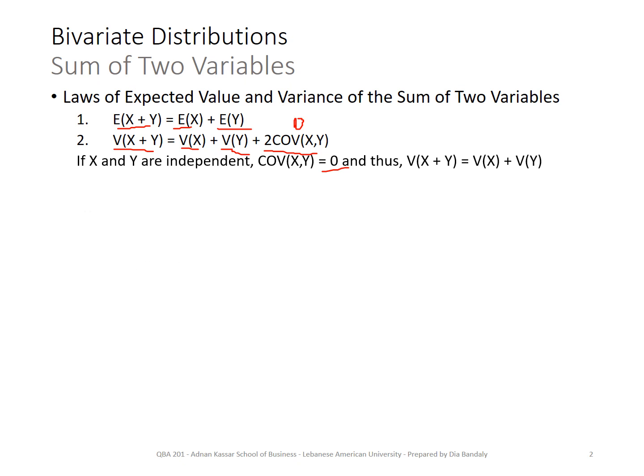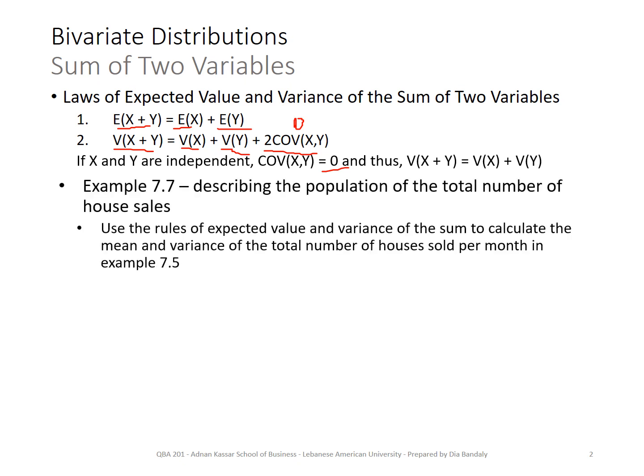Okay, so let's apply these laws in our Xavier and Yvette example. Again, we are given the bivariate probability distribution, and we want to find the mean and the variance of the sum of x and y. So remember from previous example 7.5, that we found the mean of x to be 0.7, mean of y 0.5. We found the variances and we found the covariance, all right, minus 0.15.